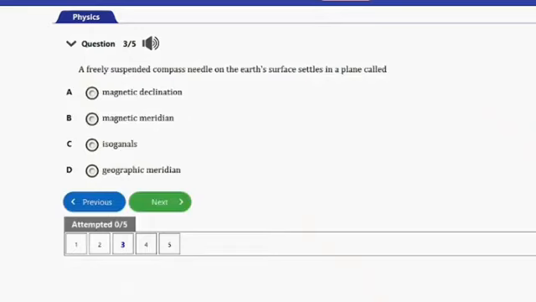So the next question we have here is question number 3. It says, a freely suspended compass needle on the Earth's surface settles in a plane called A. Magnetic declination, B. Magnetic meridian, C. Isogonal, D. Geographic meridian. So guys, the answer to this question is option B. That's the magnetic meridian. So that's it for this question. Let's go ahead and consider the next question.